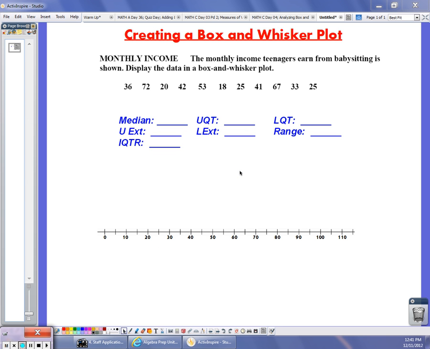Hey everyone, today we're going to go ahead and create a box and whisker plot. Now today's example says the monthly income teenagers earn from babysitting is shown right over here. And they ask us to go ahead and display this data in a box and whisker plot.